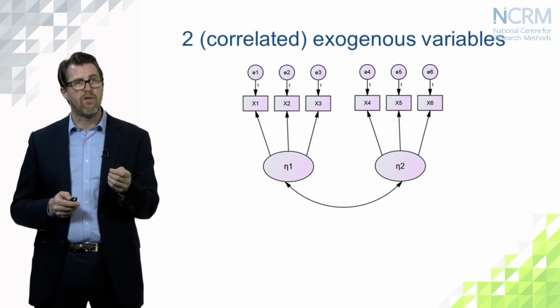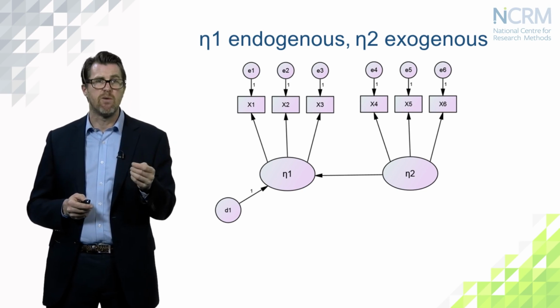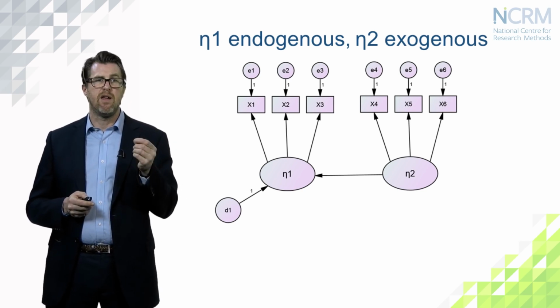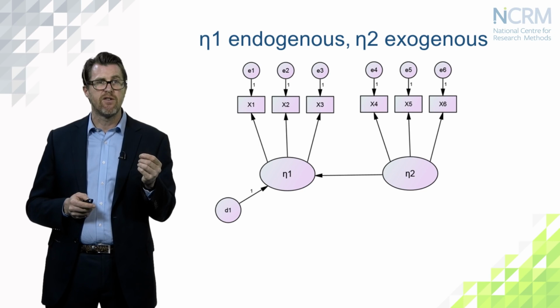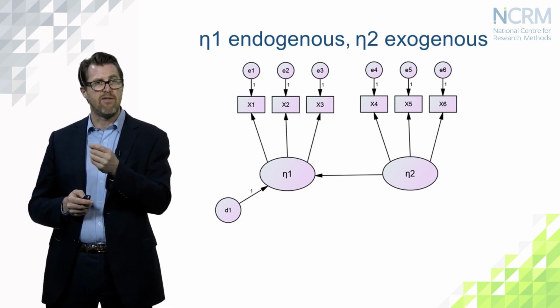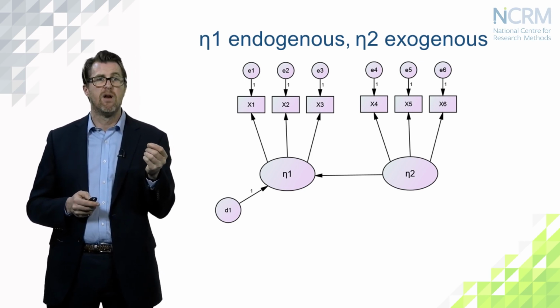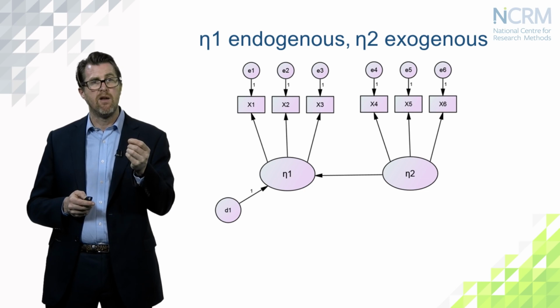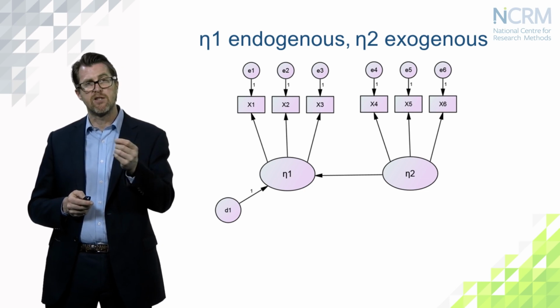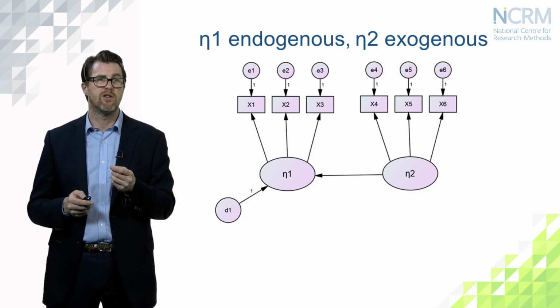Again, we've seen this path diagram. We've got a new distinction that we can apply to it now, though, that eta 1 is endogenous and eta 2 is exogenous. Eta 2 doesn't have any direct paths going into it. It doesn't have an error term, whereas eta 1 has an error term pointing into it because it's got a directional path running from eta 2.